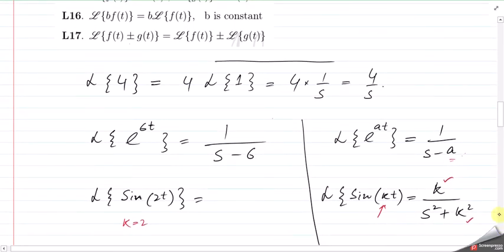Next is Laplace of sine 2t. So the formula is Laplace of sine kt equals k over s square plus k square. And k is 2 in our case. So we replace k here at the top, and we replace k here. So k will be replaced here and here. s will not change. So that will become, all right, pause the video and give it a try.